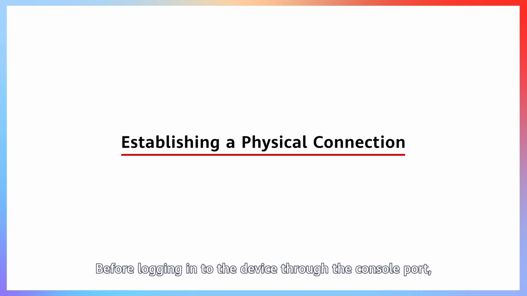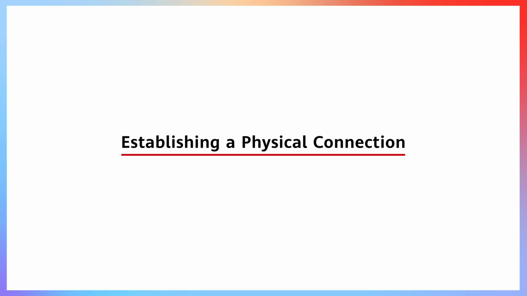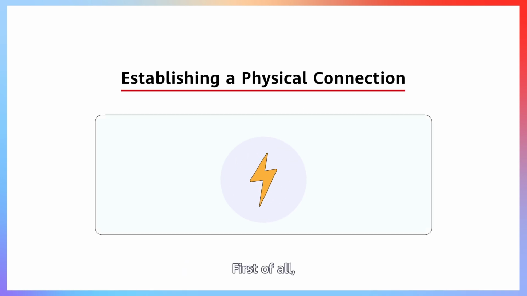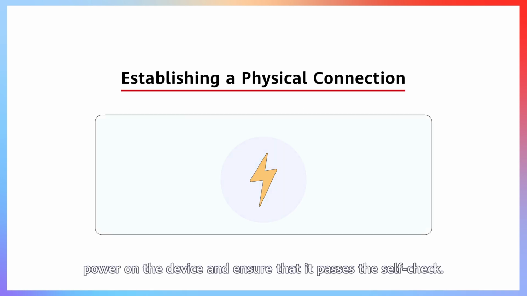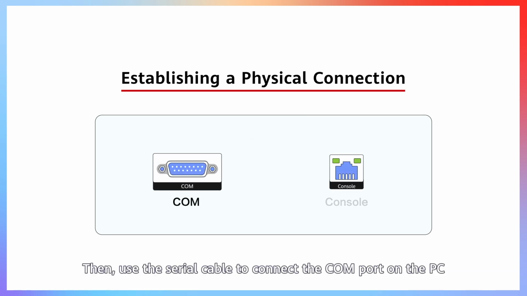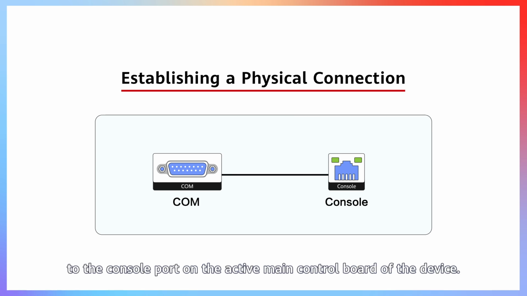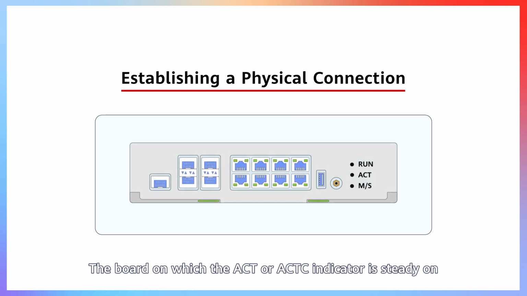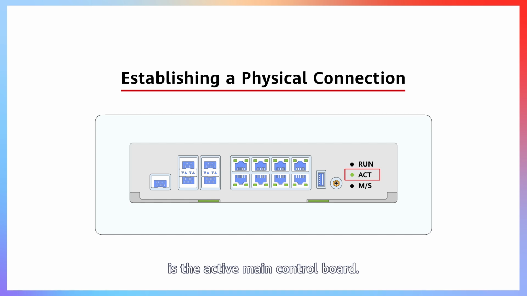Before logging in to the device through the console port, you need to establish a physical connection. First of all, power on the device and ensure that it passes the self-check. Then, use the serial cable to connect the COM port on the PC to the console port on the active main control board of the device. The board on which the ACT or ACTC indicator is steady on is the active main control board.